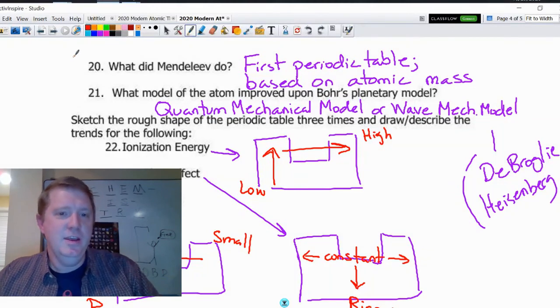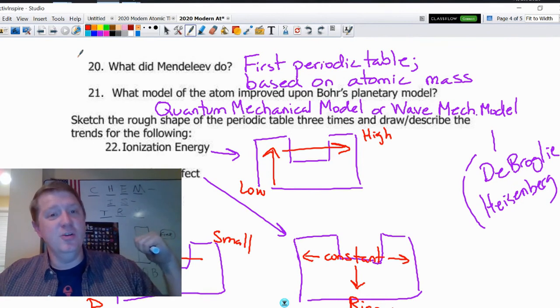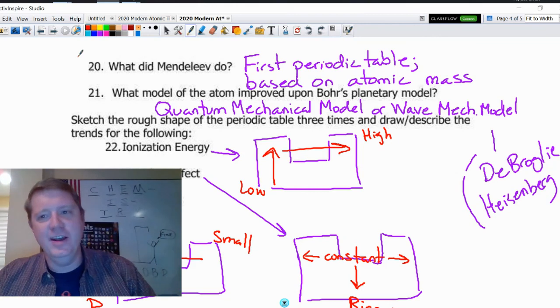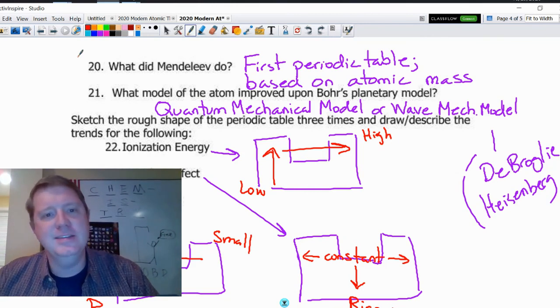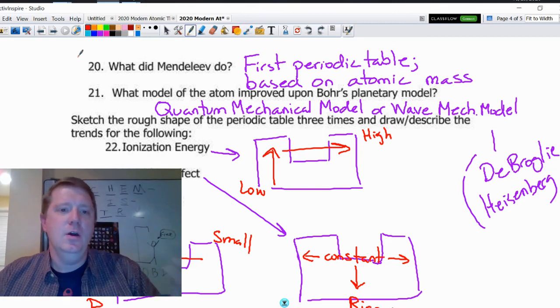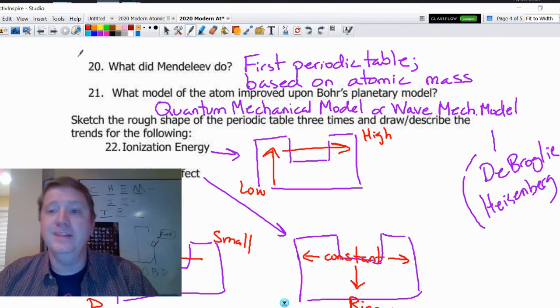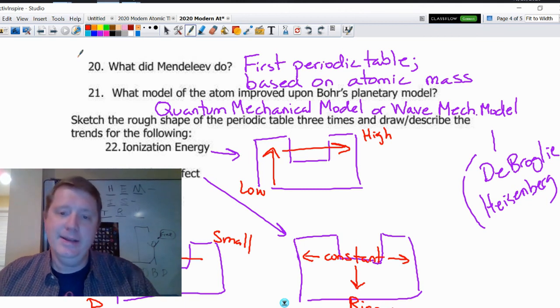So at this point, you're probably doing a really good job trying at your homework. I hope that's the case. We only have a couple more questions, and then we're all done here. Mendeleev put the periodic table together based on atomic mass and properties. What model of atom do we need to improve upon from the Bohr model? That's the quantum mechanical model. That's this SPDF stuff we're working on.